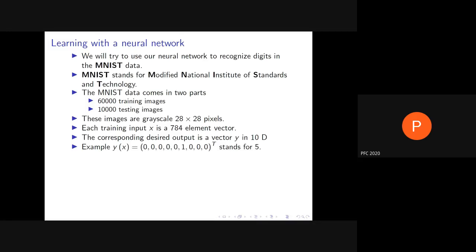So for example, this particular y of x has a 1 in the 6th position. The T here is just transpose, writing a column vector. All these can be thought of as column vectors. That's the way we usually write down vectors on a piece of paper. But writing a column vector takes up a lot of vertical space. So I wrote it as a row vector, and just say take the transpose. So this has 1 in the 6th position. That means this stands for 5.